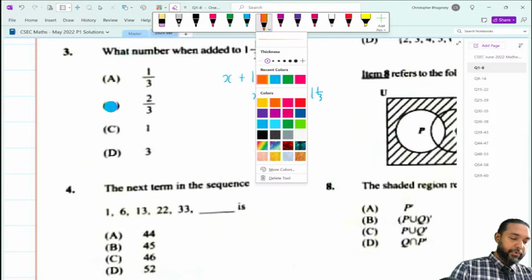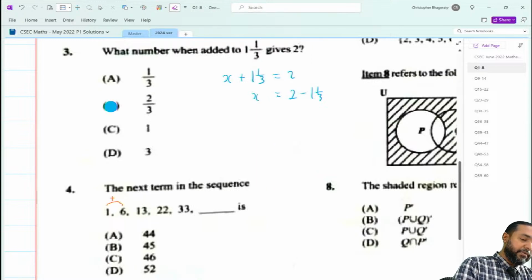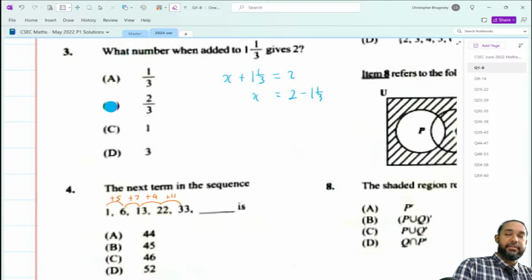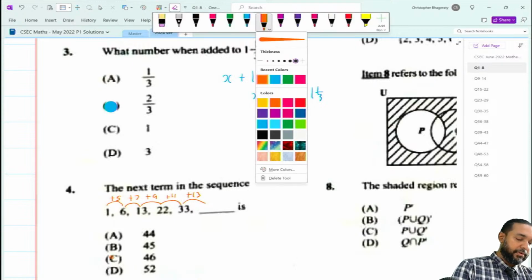All right. Right, so here, the next term in the sequence, I believe you're correct there, Jassy. To go from 1 to 6, that was an increase of 5. To go from 6 to 13, an increase of 7. And 13 to 22, an increase of 9. An increase of 11 there. So if you follow the pattern, 5, 7, 9, and 11 are what? Odd numbers. So the next odd number is what? 13. And 33 plus 13 is definitely 46. There you go.